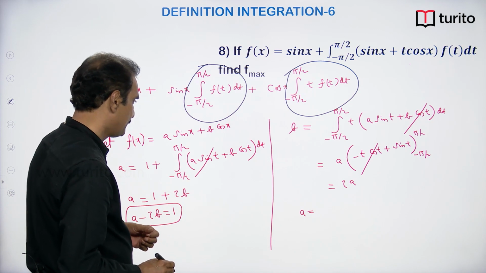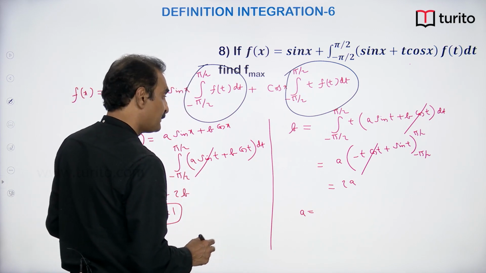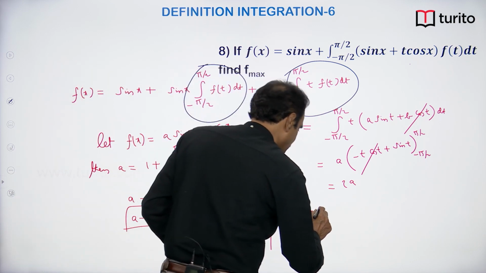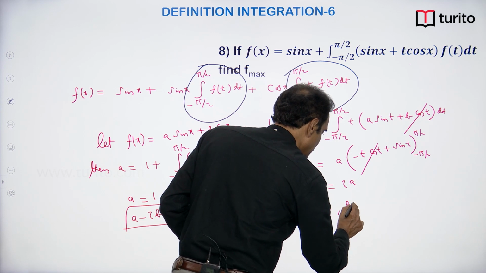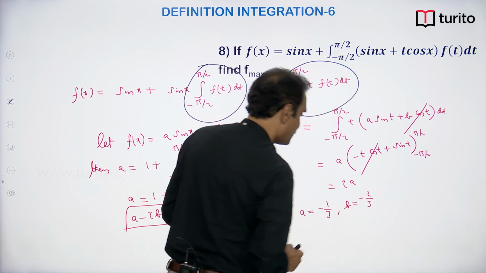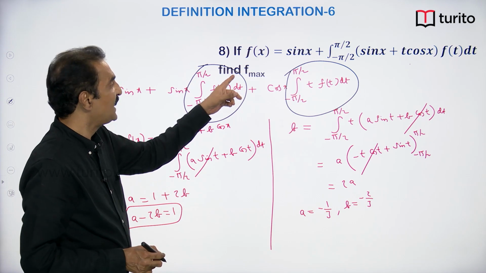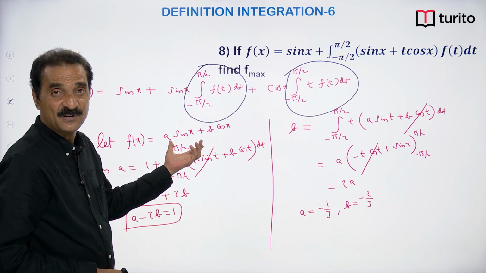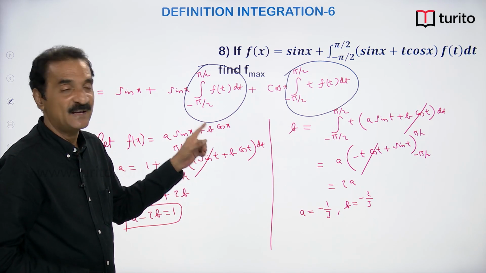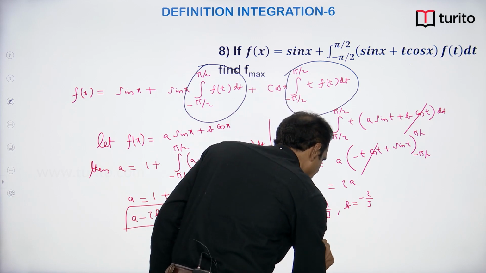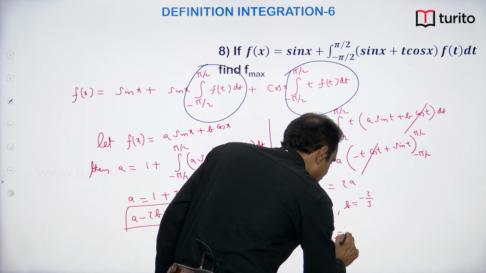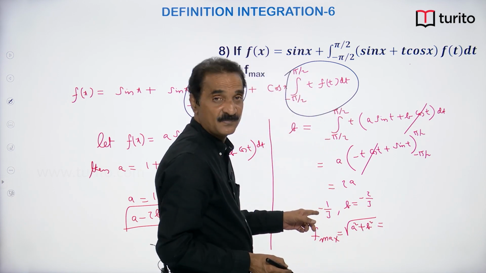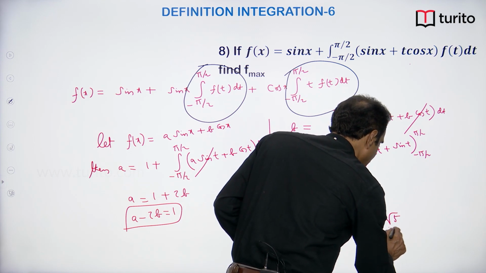Now solving this and this, you will get a equal to, substituting b is equal to 2a, a is equal to minus 1 by 3, b will be minus 2 by 3. After getting a and b, how to get f maximum? All of you know the formula that the maximum value of a sin x plus b cos x is root a square plus b square. Therefore, f maximum is equal to root a square plus b square. How much you will get? Root 5 by 3.